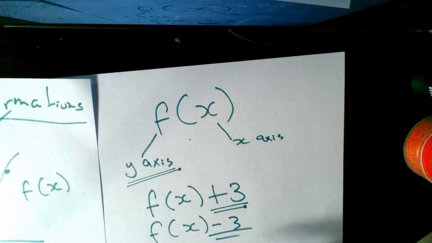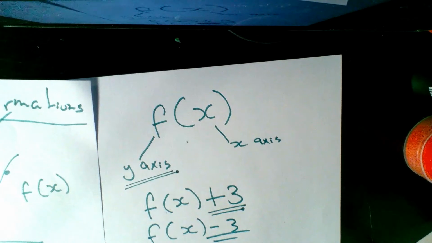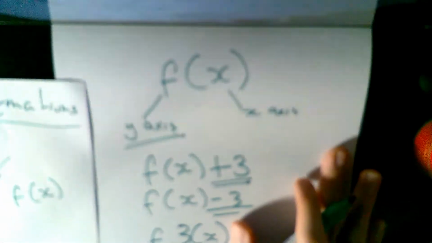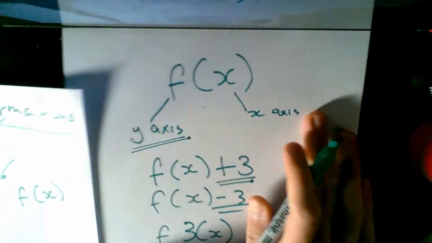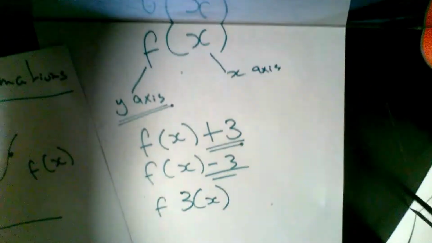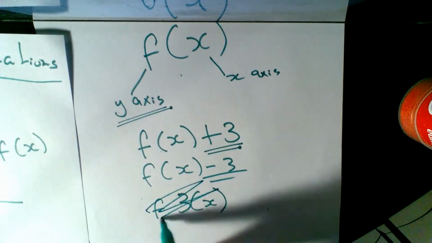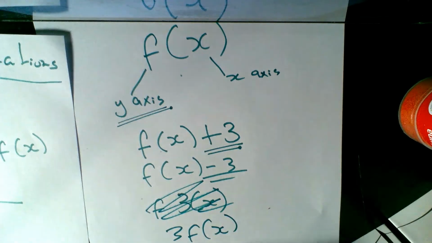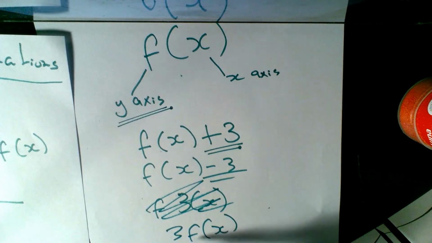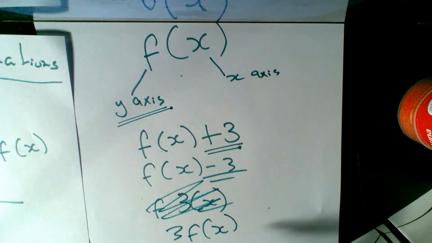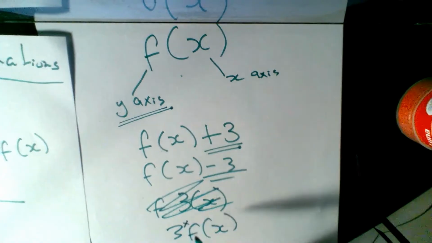Okay, let's say 3f of x. The 3 is outside the brackets, and it's not a plus. 3f means 3 times f.